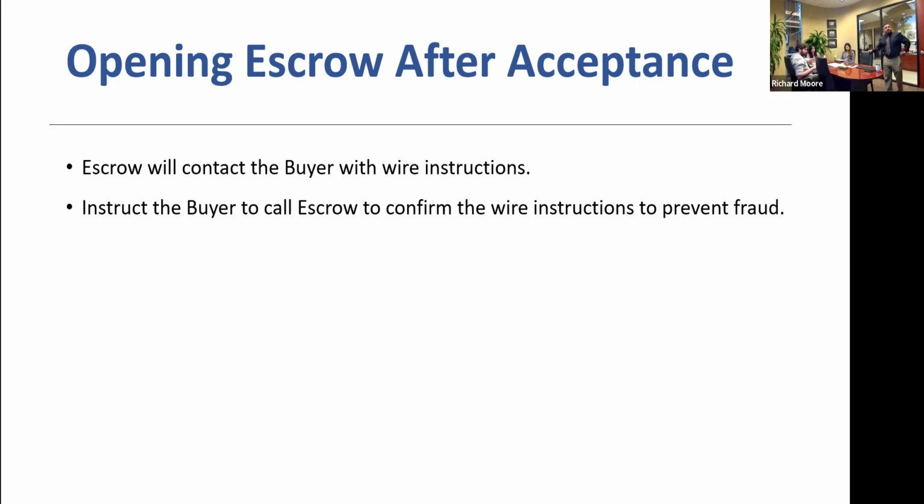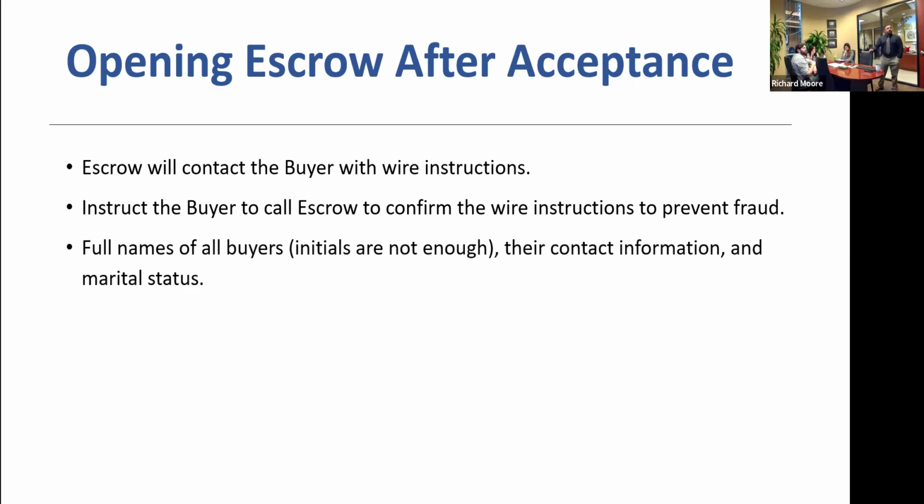Once you wire money, that's gone. You can't get it back. So make sure that when you receive wire instructions from escrow, you tell your buyer to call escrow and confirm the wire instructions and the account number to make sure that it's escrow, and explain to them why. This is very important. You don't want your client to lose money.